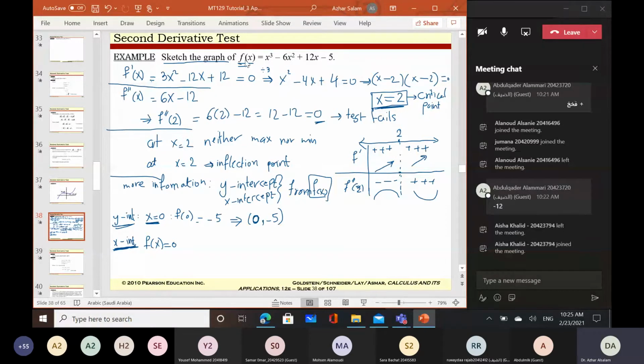But here, the zeros of the function give me the x-intercept. So I will take the function x to the power 3 minus 6x squared plus 12x minus 5 equals 0. I solve this equation and it's of the third degree. I cannot use the quadratic formula here.